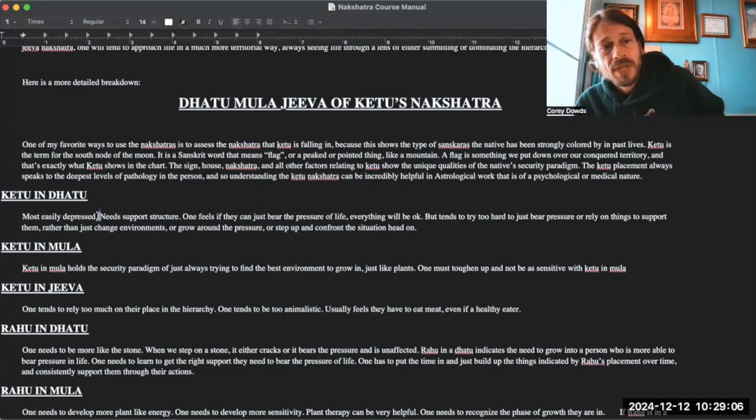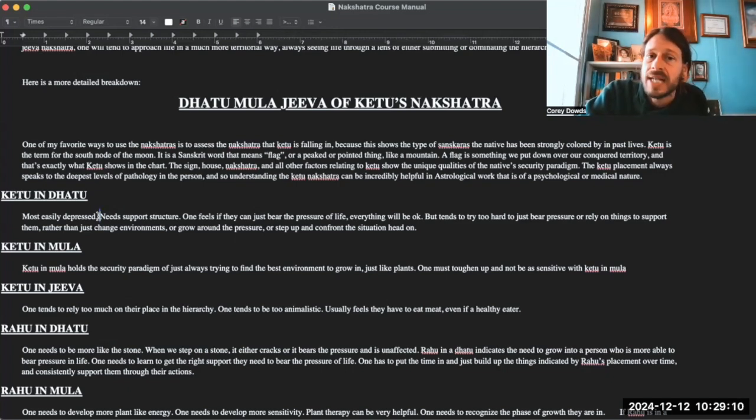Ketu in Mula, they tend to be too attached to trying to find the right environment to grow in, or too attached to certain needs, and everything needs to be just right, when they're being too sensitive, kind of. And they have to learn to get a little bit hardier and tougher.